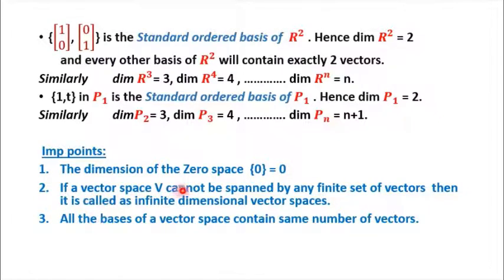And if a vector space V cannot be spanned by any finite set of vectors, then it is called an infinite dimensional vector space. Any vector space, if it cannot be spanned by a finite set, then we call that vector space an infinite dimensional vector space. And the third point, all the bases of a vector space must contain the same number of vectors. So if any vector space has a basis, not one basis, it will have so many bases, all those bases will have the same number of vectors.